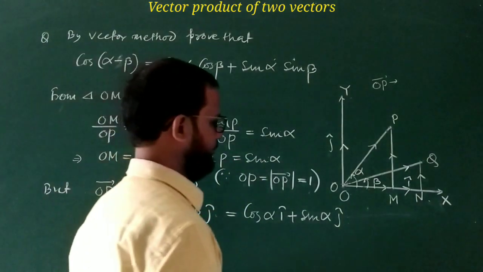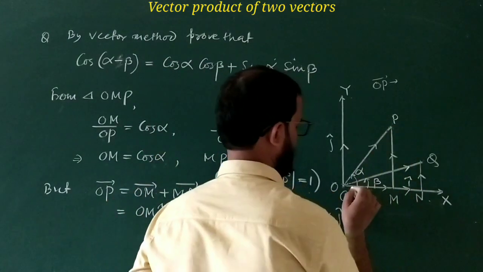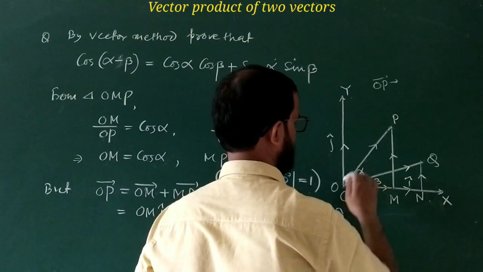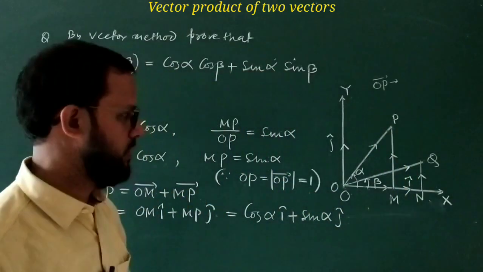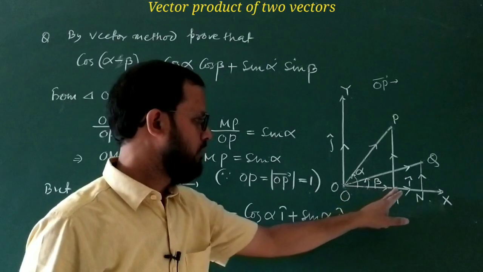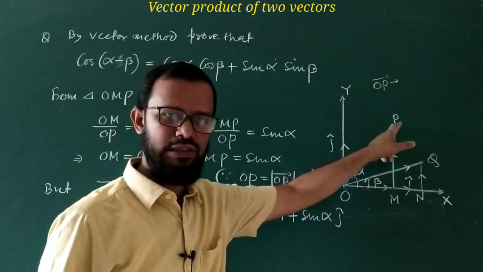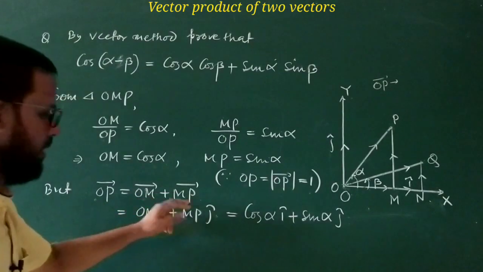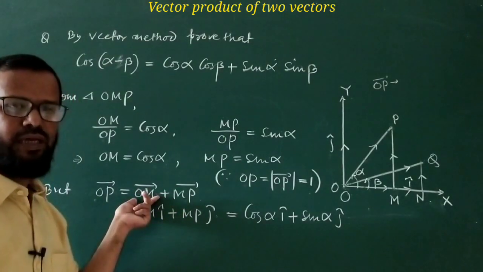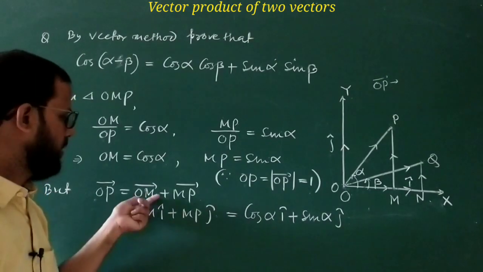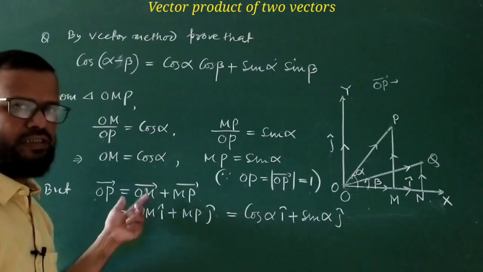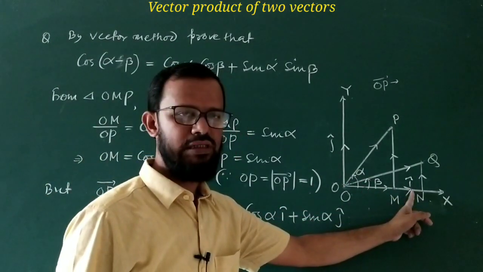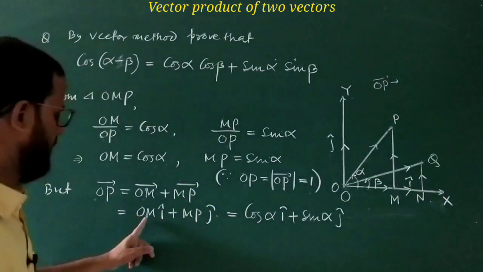Again you see this is a right triangle. Along this direction OM vector, along this direction MP vector, and this is its resultant. By vector law of addition you can say that OP vector equals OM vector plus MP vector, आप लिख सकते हो. But we know that a vector has two parts, one is magnitude, another is direction. What is the magnitude of OM vector? It is OM, and its direction is given by the unit vector along its direction, i cap. So you can write OM into i cap.